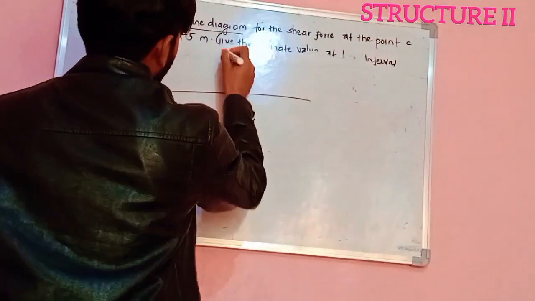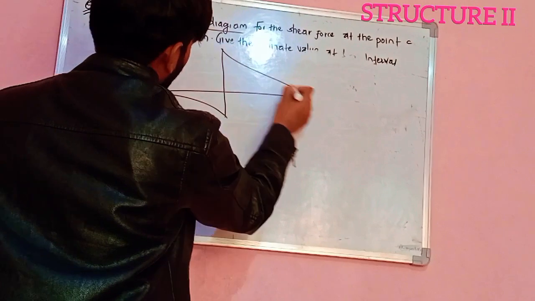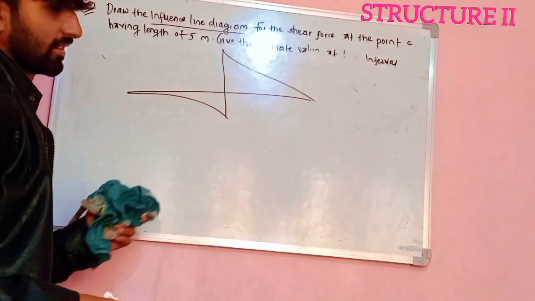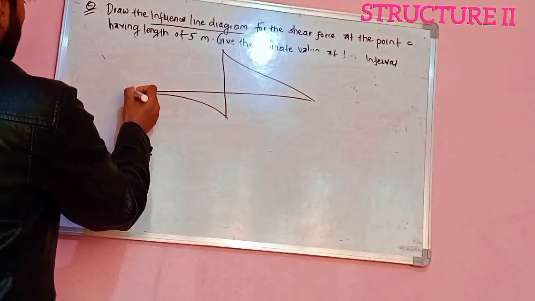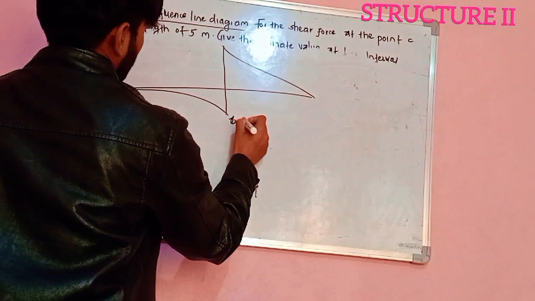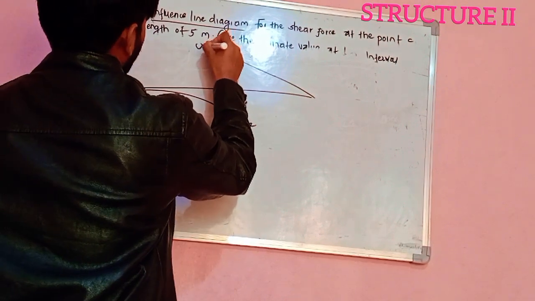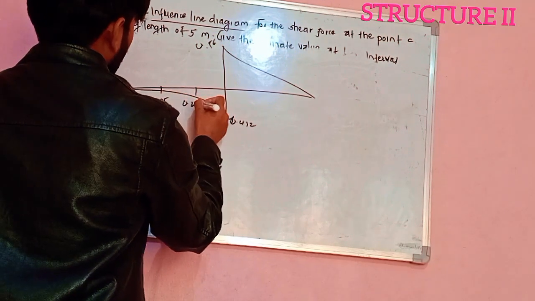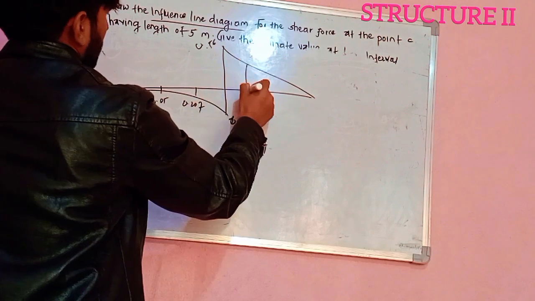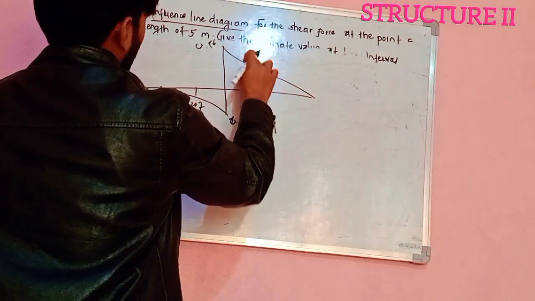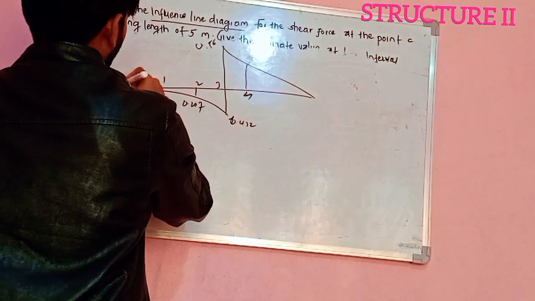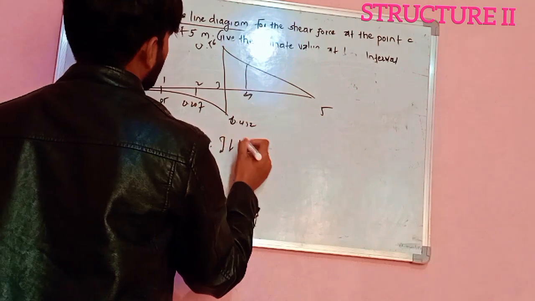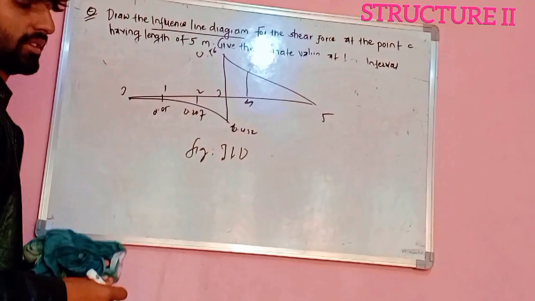Now when you are drawing it, don't draw it as a straight line, because this is an indeterminate structure. You get 0.432, and you get 0.56 or something, and 0.20 something. This is at point 4. This is 3. This is 2, 1, 0, and this is 5. So this is the figure of the ILD for the shear force at point C.